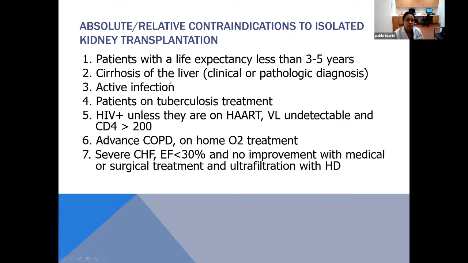If a patient has cirrhosis of the liver, it also depends on the severity. If they have advanced decompensated cirrhosis, that is an absolute contraindication. The only way they can get a kidney transplant is if they also get a liver transplant. But if they have mild, moderate cirrhosis that is compensated, they could get a kidney transplant alone.